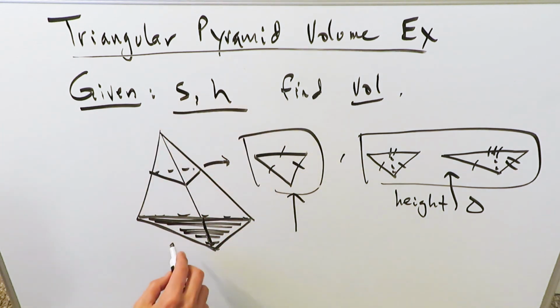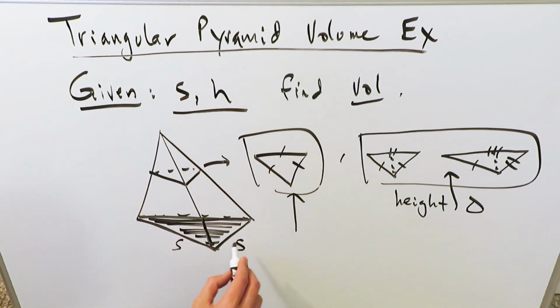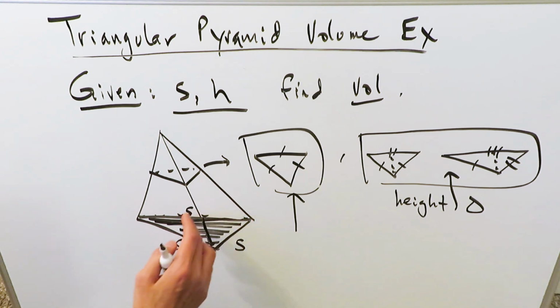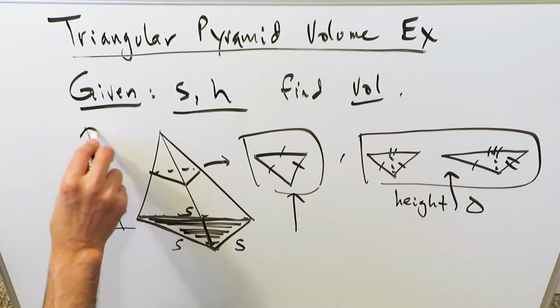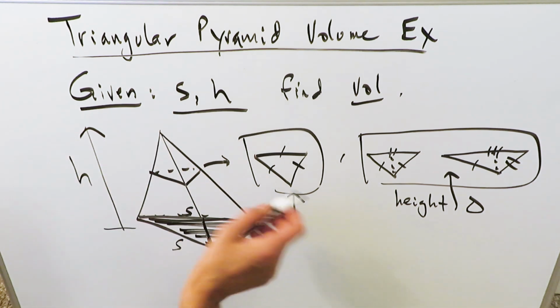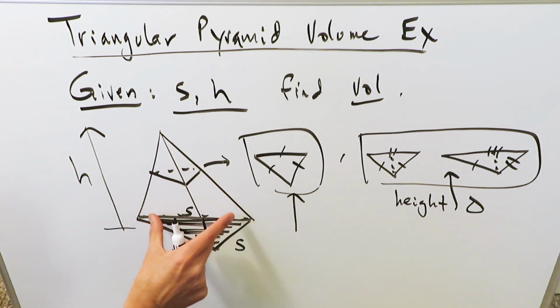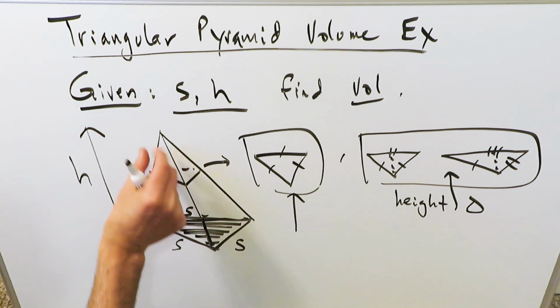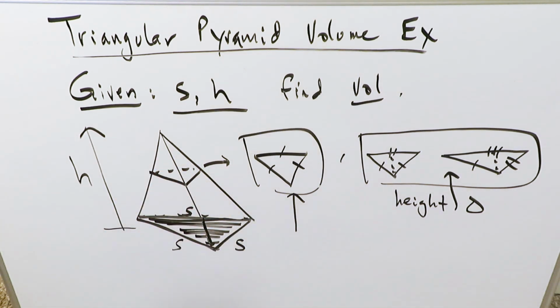What is S? What is H? S is the dimension of your base triangle all the way around, because it's equilateral. What is your height? It's the height of your pyramid from base to apex. Conveniently, S can correspond to the slice dimension from the base to the apex no matter what. Anyhow, now how can we determine the volume given only these two pieces of information?